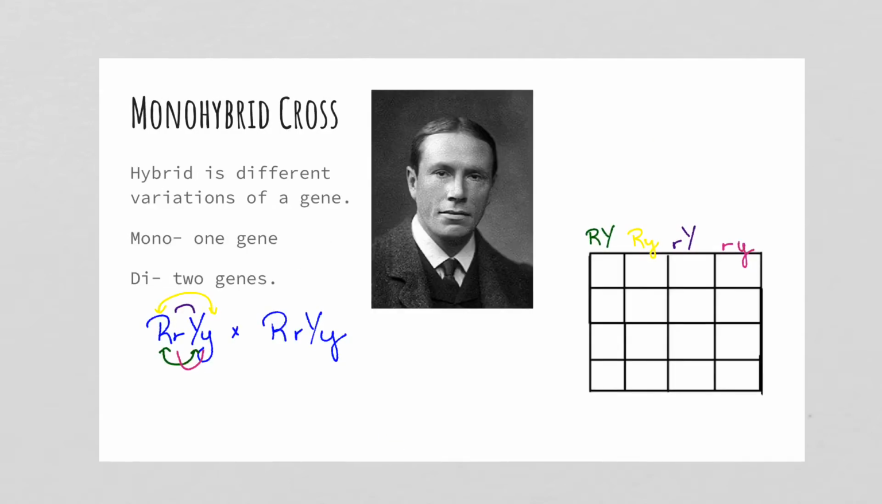Okay, so we're going to do the same ones over on the other side. Let me get my colors back. Big R, big Y. Go yellow, big R, little y. My purple, lowercase r, big Y. This cool fuchsia color. And then you would use the square to help fill out the different combinations.